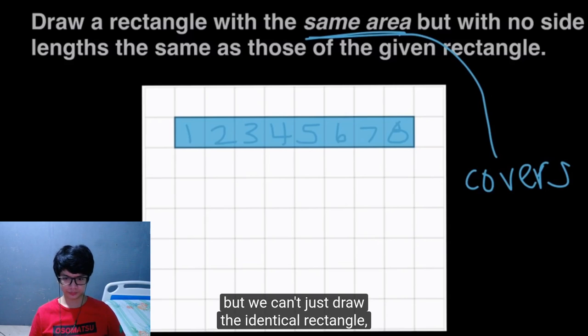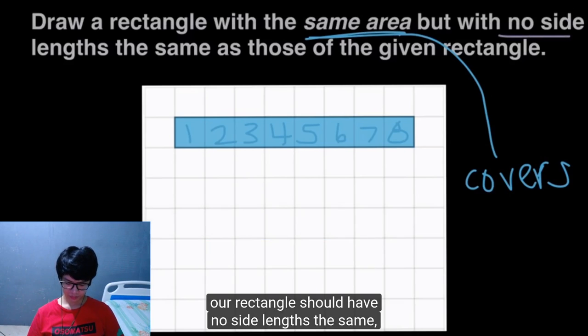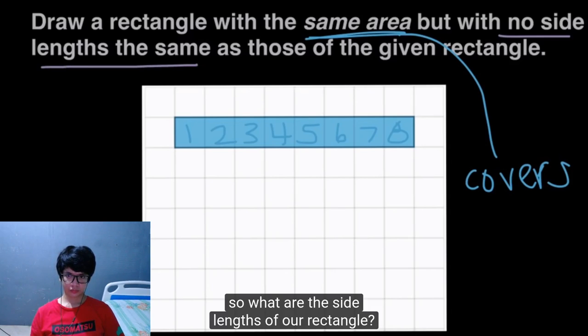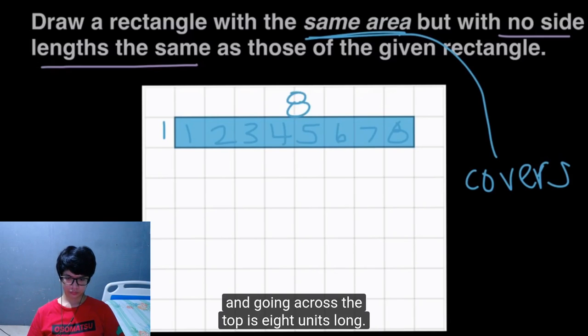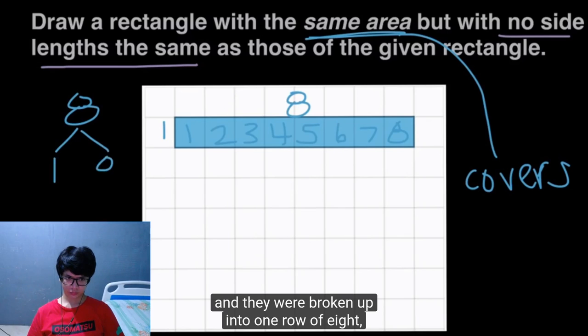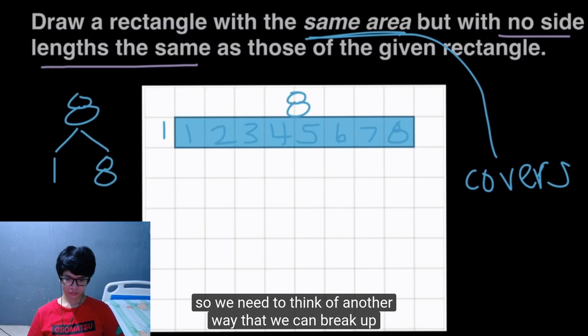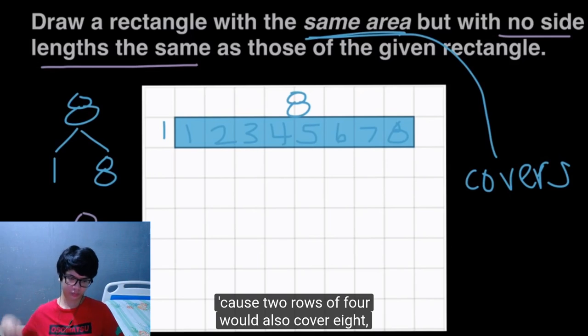But we can't just draw the identical rectangle, because we're also told that our rectangle should have no side lengths the same. So what are the side lengths of our rectangle? Over here on the left, it's 1 unit long, and going across the top is 8 units long. This rectangle had 8 square units, broken up into one row of 8. So we need to think of another way that we can break up 8 square units. One idea would be 2 rows of 4, because 2 rows of 4 would also cover 8.